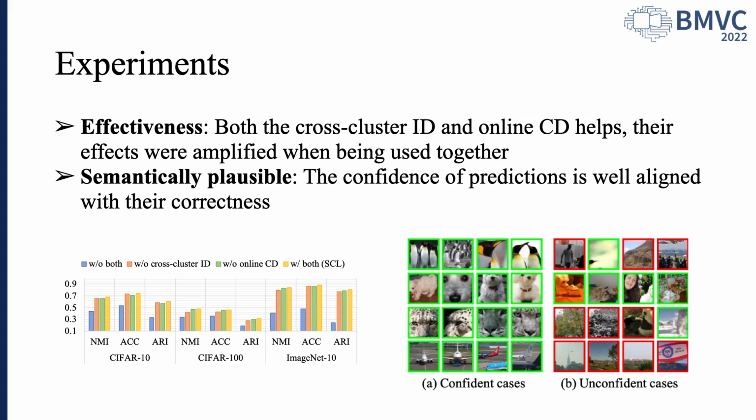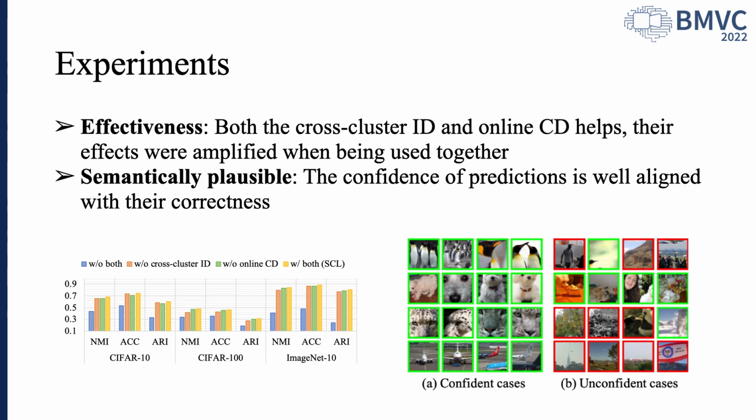We also investigated the effects of different components in SCL. From the ablation studies, the independent contributions of both cross-cluster instance discrimination and online cluster discrimination are notable. Moreover, their benefits are amplified when being used together. This demonstrates the mutual benefits of representation learning and decision boundary reasoning.